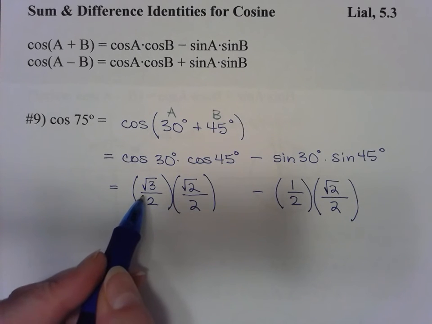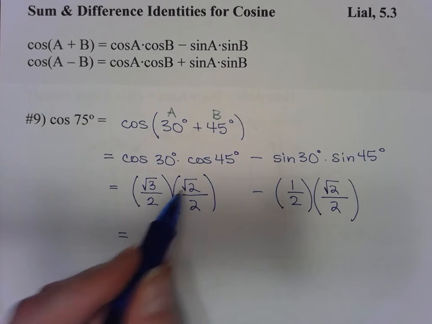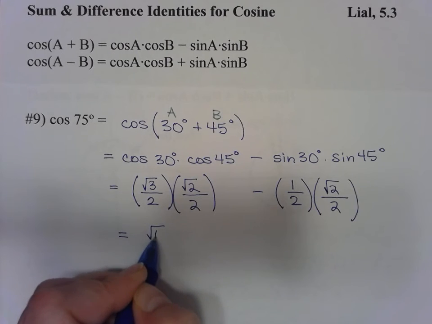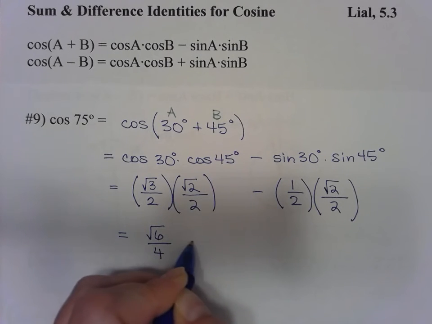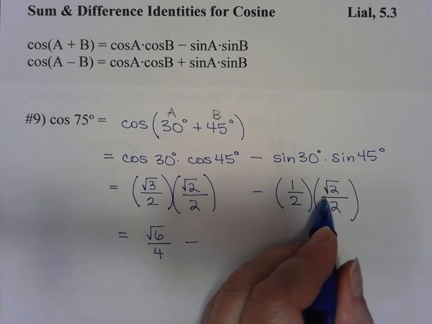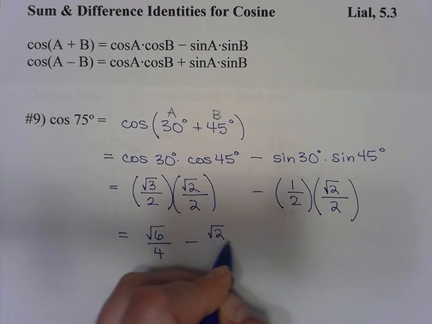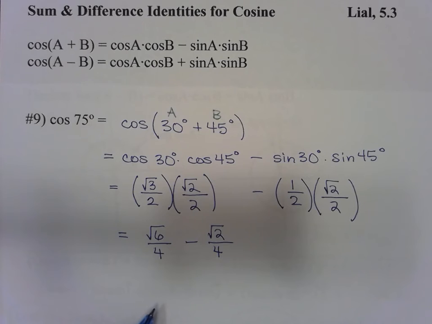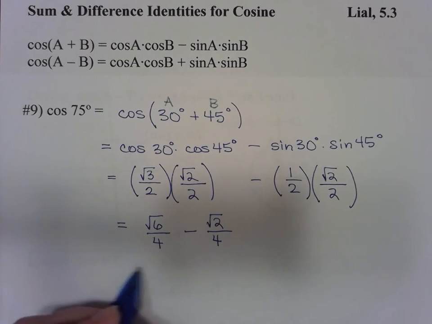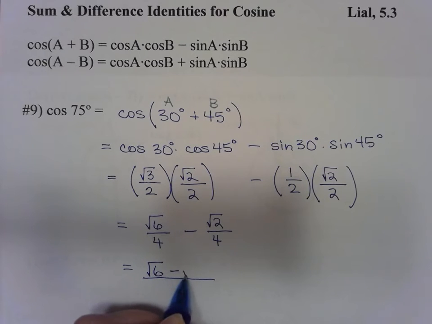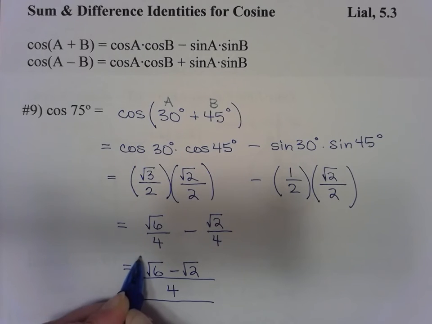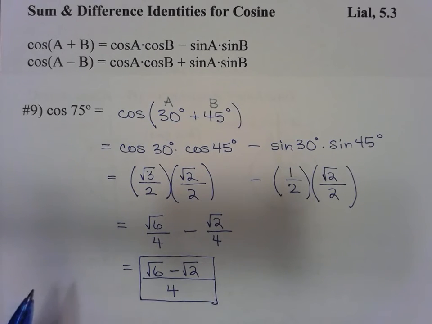So if I multiply these together, I can combine these into one square root. It becomes the square root of 6 over 4 minus the square root of 2 over 4. If you want, you can combine this into one fraction so that it is the square root of 6 minus the square root of 2, all over 4. This is the exact answer. Of course, you could put this into your calculator as well and calculate the decimal answer if you wanted to do that.